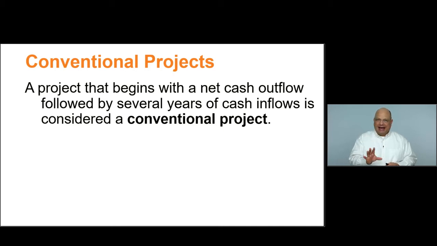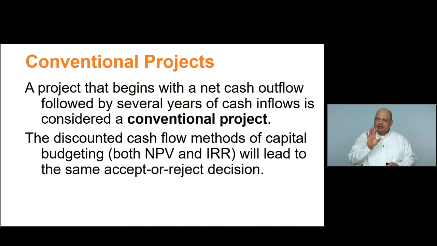Now, when we have this conventional project, and as long as it's an independent project, not connected to any other, then the discounted cash flow methods, both net present value and internal rate of return, will lead to the same accept or reject decision. So if the net present value is positive, the internal rate of return is going to be acceptable. If the net present value is negative, the internal rate of return is going to be not acceptable. And so when we have conventional projects, we're getting the same guidance from both of these discounted cash flow method tools that we have.